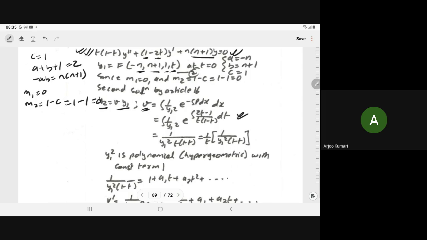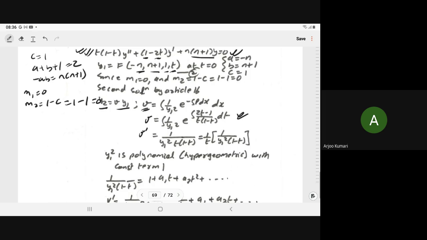So here we have v is equal to, no, it is v dash. So this is your v dash. So v dash is equal to 1 upon y1 square t into (1 minus t). Right? V is equal to integral, so v dash is equal to without the integral. So v dash is equal to 1 upon y1 square t into (1 minus t).